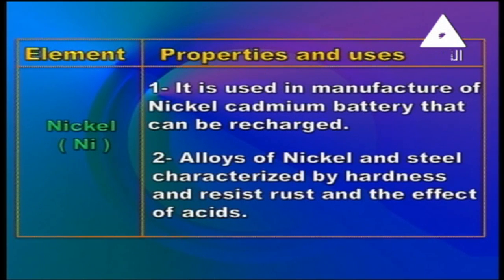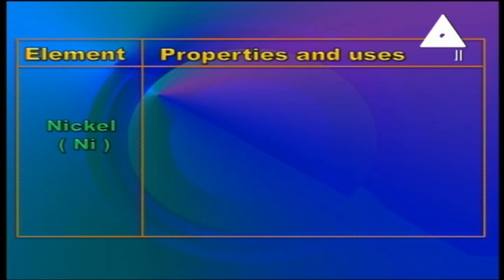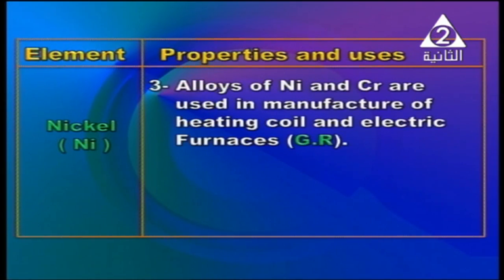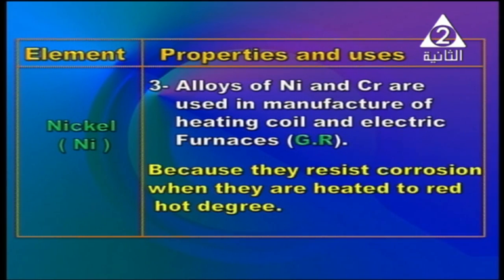Now, nickel can be used as an alloy with steel, which is characterized by hardness and resistance to rust and the effect of acids. The alloy of nickel and chromium is used in the manufacture of heating coils and electric furnaces. The reason for that is it resists corrosion when heated to a red-hot degree.